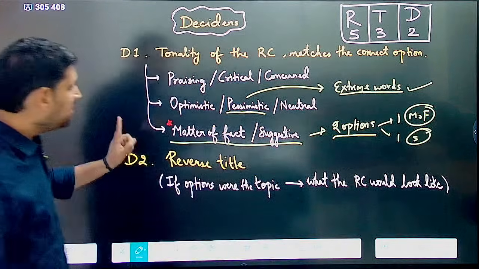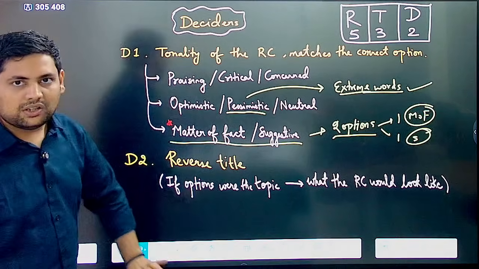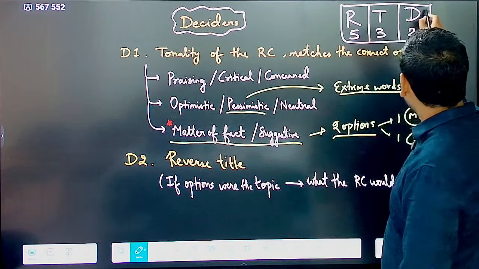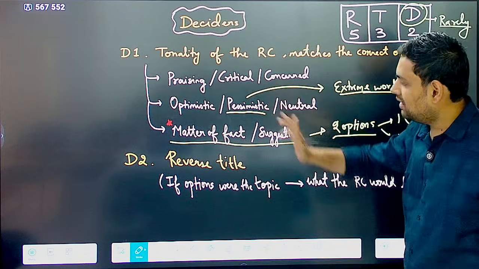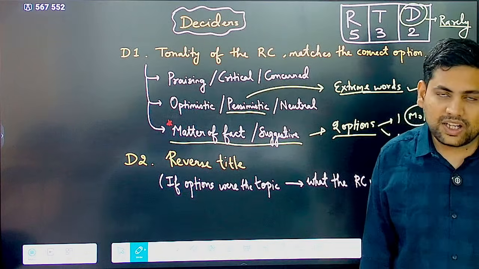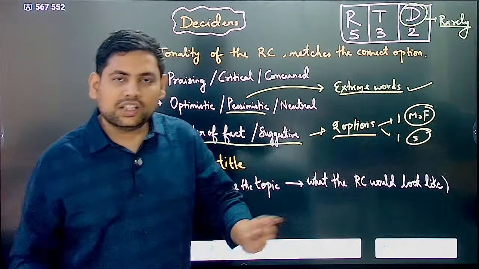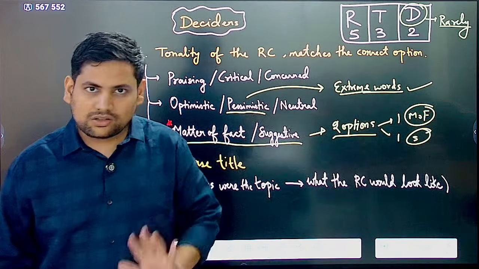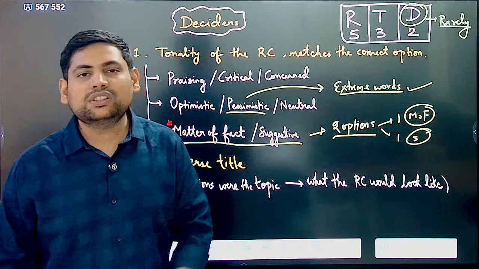Now, you use the deciders only when you are eventually stuck between options after doing all of this. Otherwise, this is something that you use rarely. For every question you don't start thinking about tonality and giving reverse title, otherwise you will waste a lot of time. Please be very careful. You are learning so many things. I am not giving you 3 rules through which you can score 55 marks in this reading comprehension. All those videos I am not making. I am giving you a complex thing, but please use it wisely.